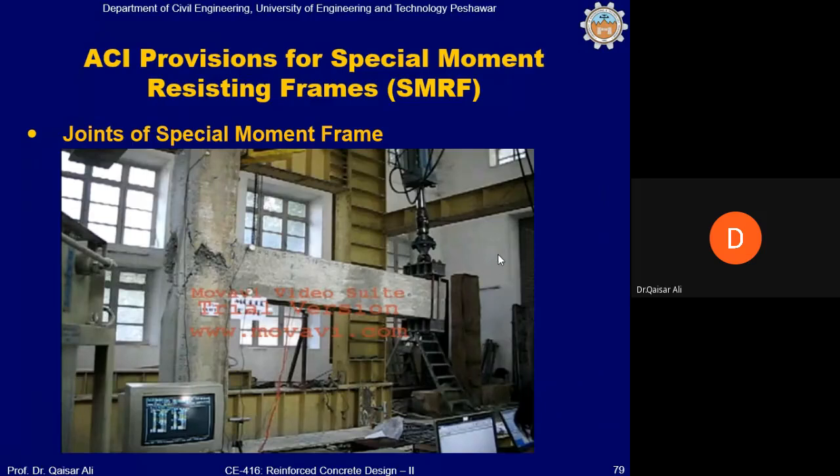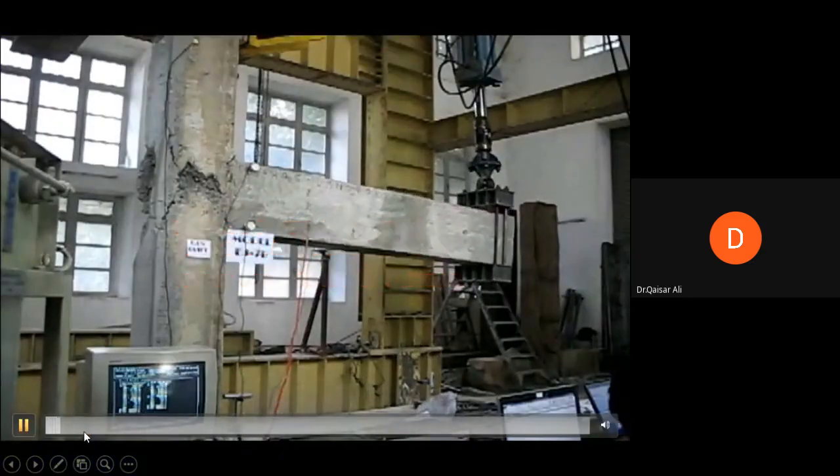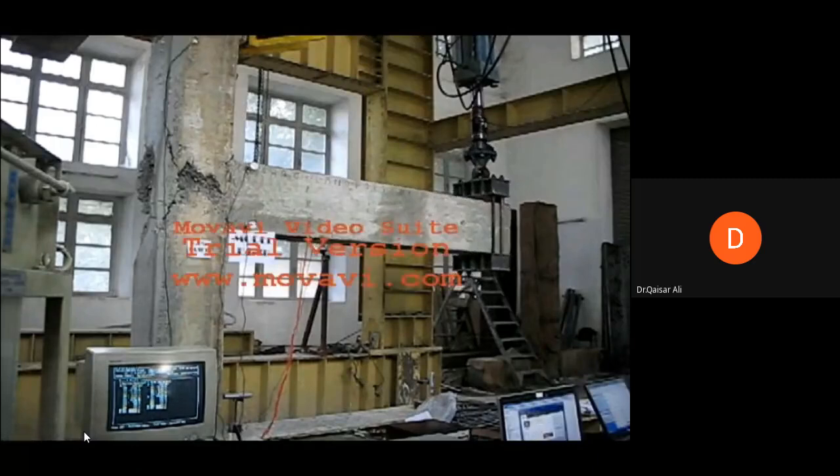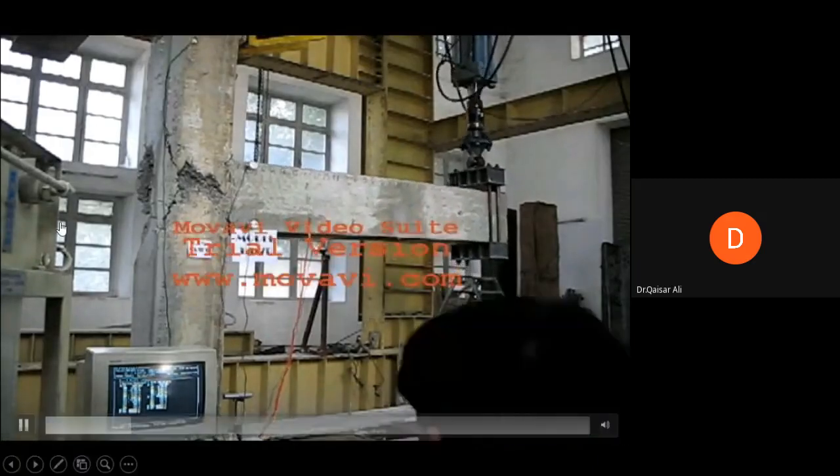These are some tests which we have done in our university. This was one of my PhD students who did some work on the beam column exterior joints. You can see cracking of the joint here.